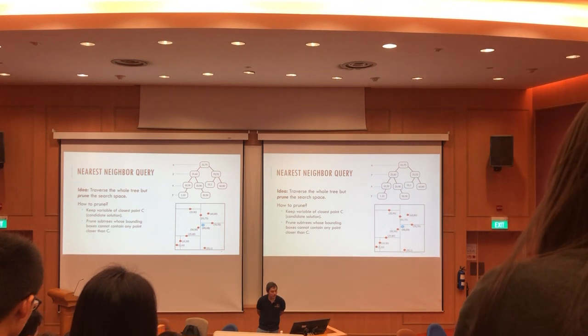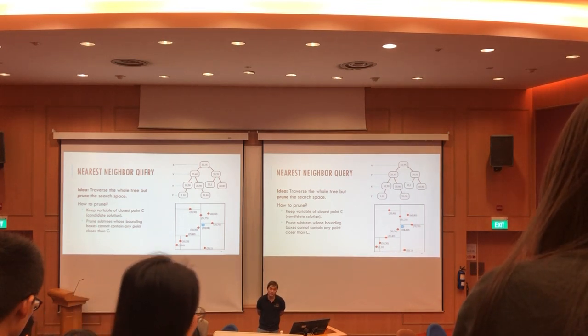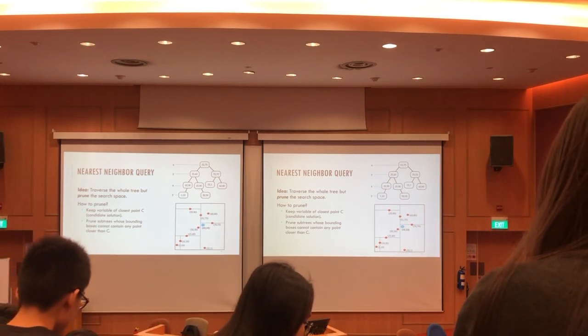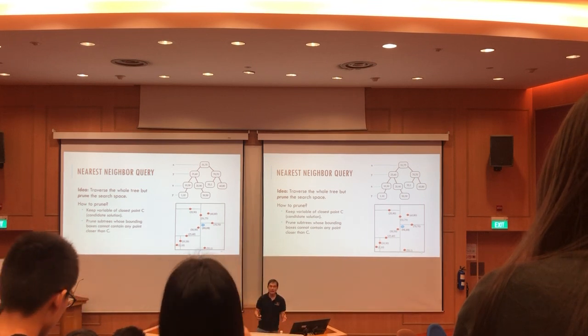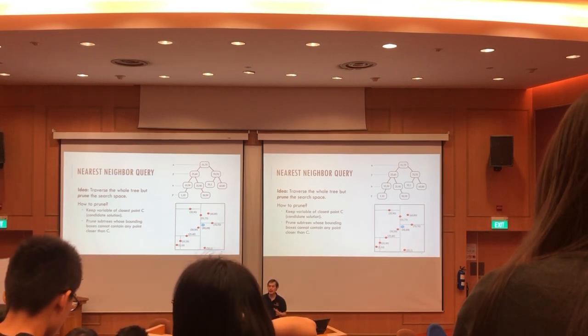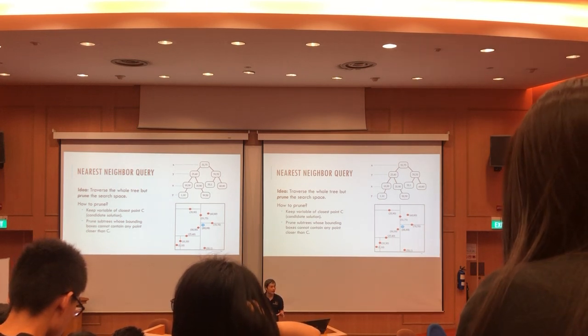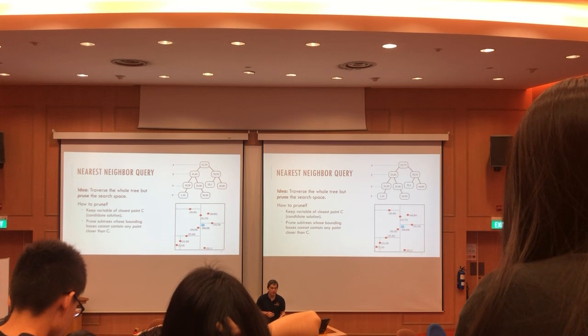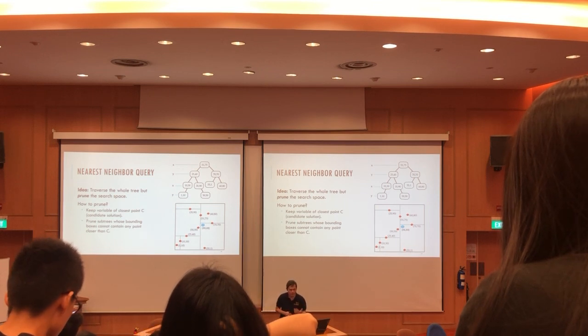Well, the idea is that we want to traverse the whole tree. We're still going to have to maybe traverse the tree in the worst case. But on the average case, we're going to try to prune away parts of the search tree which we know the closest point cannot be inside. Alright, so we're going to do some pruning. So how do we prune?